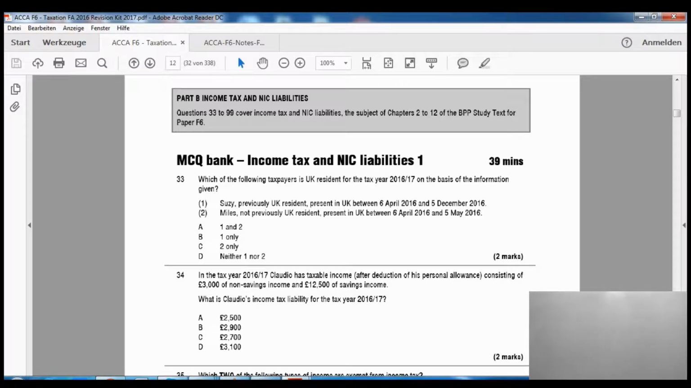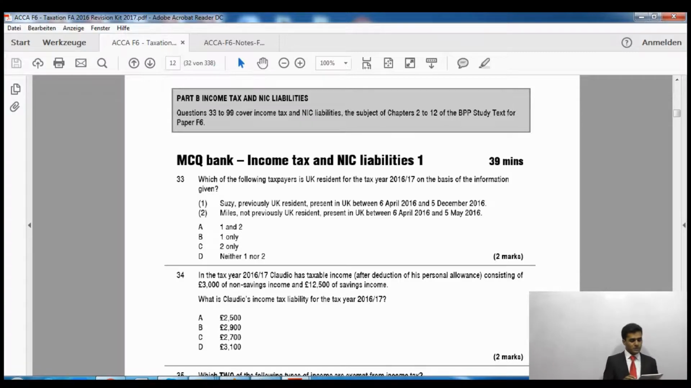Let's look at Miles. Now Miles, not previously UK resident, is present in the UK from 6th of April to 5th of May 2016. So he has spent about 30 days in the UK, and he was not previously UK resident. Now look at this table. He has spent 30 days, so these are 16 to 45 days. He has spent 16 to 45 days, and he was not previously resident.